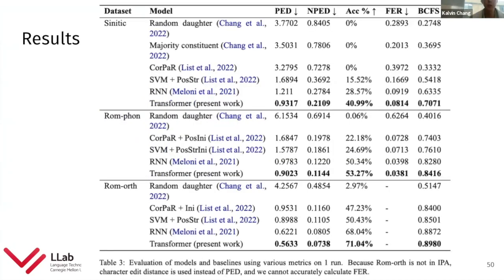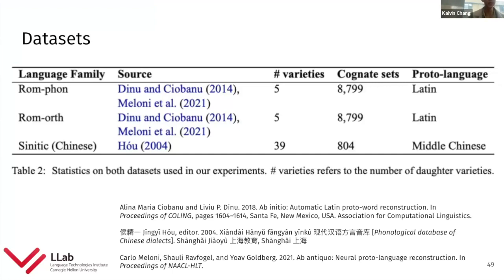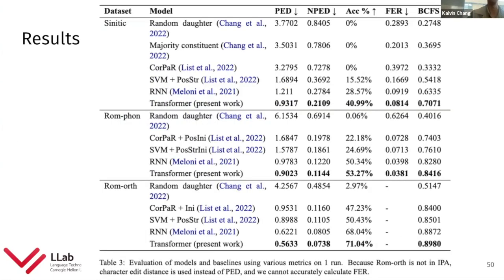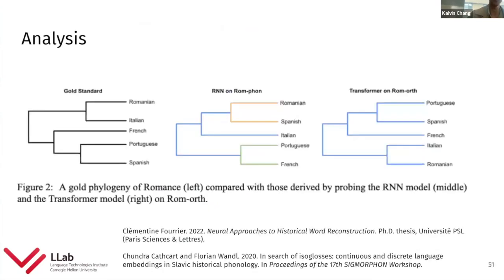Right. So our results show that the transformer outperforms the RNN and the baselines on all metrics. See the bolded results. So we basically set a new state-of-the-art for Latin protoform reconstruction. Now, this is fairly surprising because if we go back to the previous slide, we see that the data that the model is trained on is fairly small. So this is essentially a low resource setting, but the transformer still outperforms the RNN baseline from Maloney et al., as well as the other baselines, like the majority constituent and the random daughter.